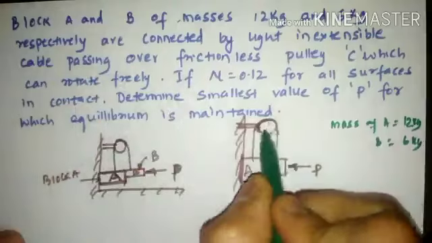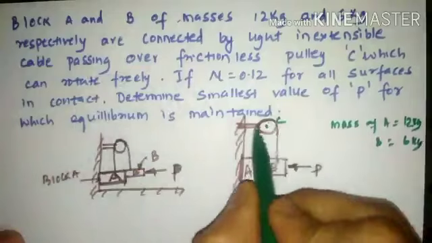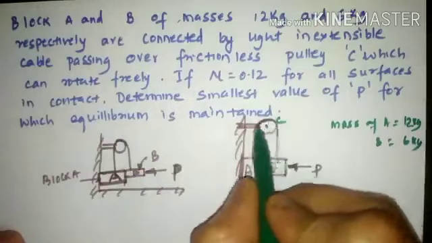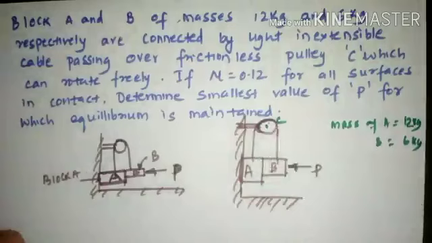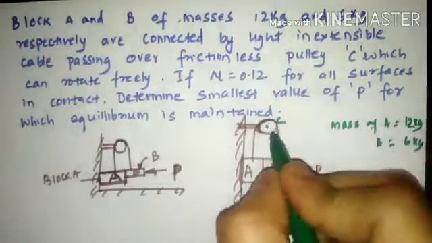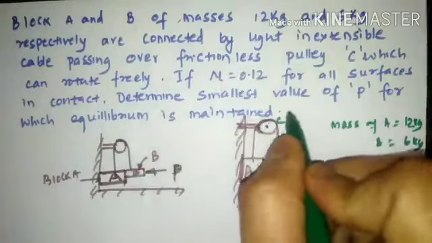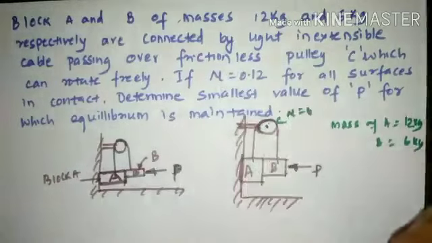That is the frictionless pulley, which has been named C, and which can rotate freely either in the clockwise or anti-clockwise direction depending upon which side the weight will be more. So this particular pulley connection, C, is mentioned as a frictionless pulley. That is, mu, the coefficient of friction at the pulley junction, will be 0.